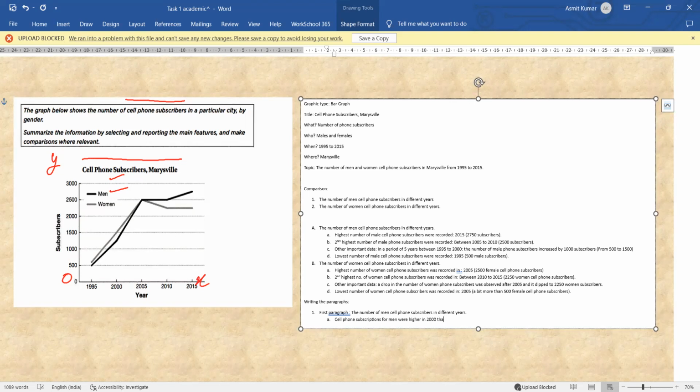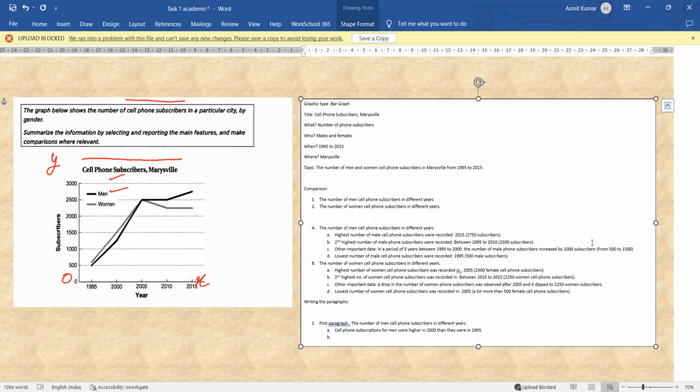Then they were in 1995 that we have written here. Now, second point, which can be written, these are the main ideas. Writing the paragraph under these, we are writing the main ideas. So first paragraph.